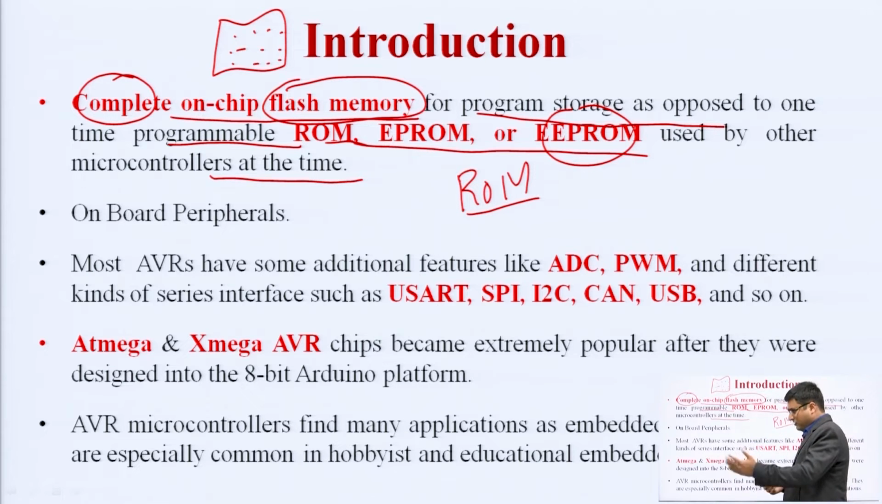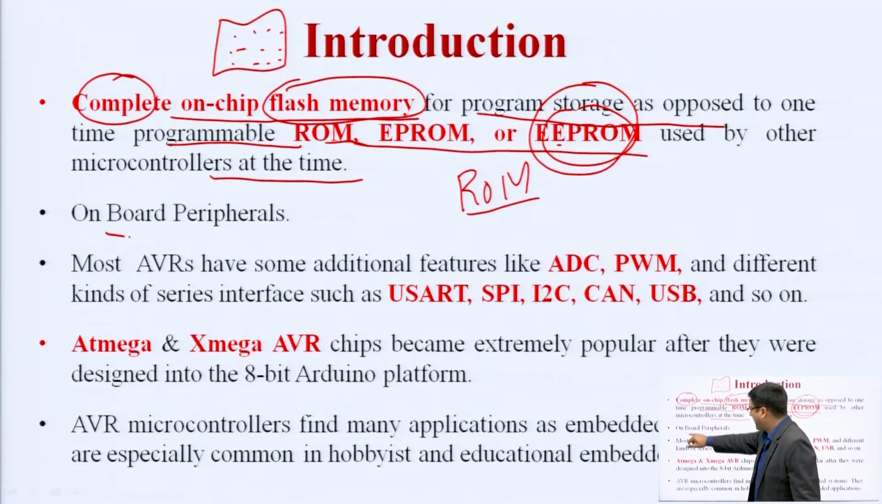But in the current scenario you can see that USB devices are available. In a USB device you can erase memory and rewrite the contents again. So how is this possible? This is possible because of the EEPROM, that is electrically erasable programmable read-only memory.